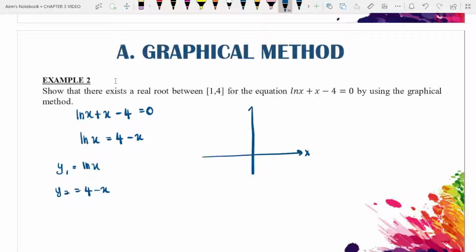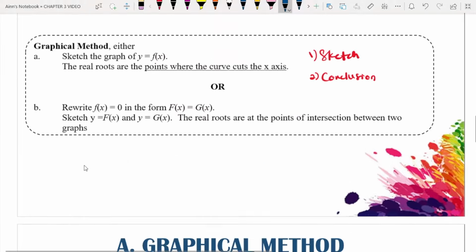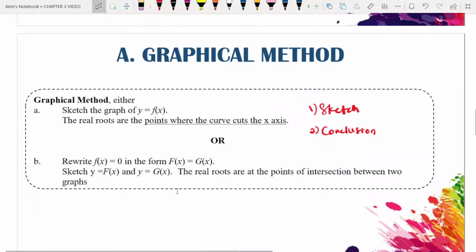So we have the x-axis and y-axis. The first function is y1 equals ln x. We know the shape of the graph y1 equals ln x is like this. And we have y2 equals 4 minus x. So this is the graph y2 equals 4 minus x. From the previous slide, we know that the real roots are the points of intersection between the two graphs.